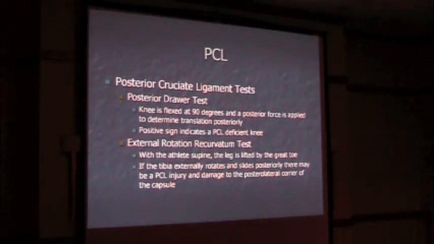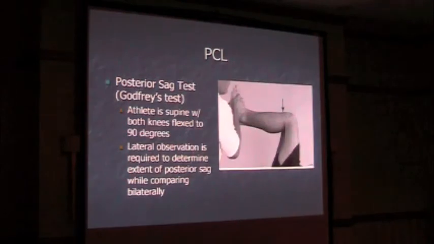External recurvatum test, also for the PCL. You have the athlete supine. Just grab the great toe and hold the leg up. If the tibia kind of falls externally, it slides posteriorly. This indicates a PCL injury, and the knee just looks a little funny. If you grab both feet by the toe, and hold them up and look at both knees, and one of them looks abnormal, that's a positive external rotation recurvatum test.